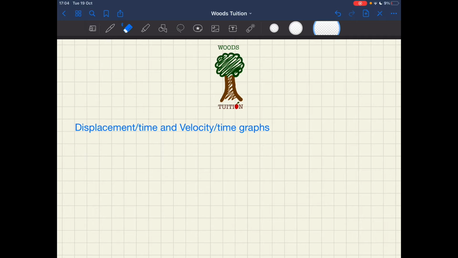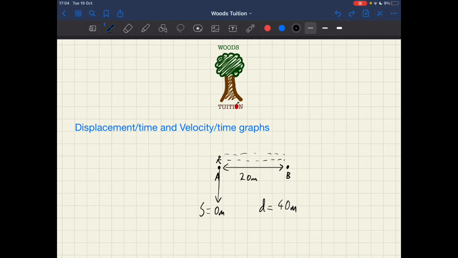Velocity is like speed but with direction. So throughout that walk, I could have gone 3 meters per second the whole time, but on the first journey I'd be going 3 meters per second to the right, and then on the second journey I would be going 3 meters per second to the left, or minus 3 meters per second to the right.